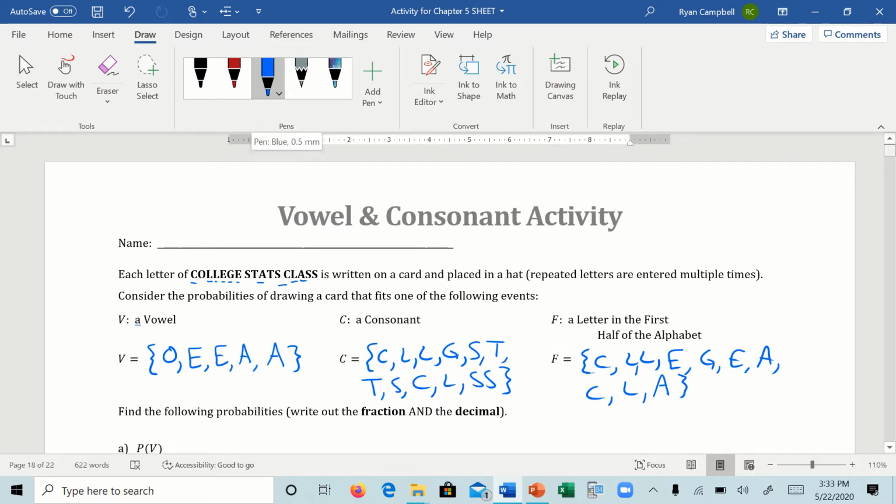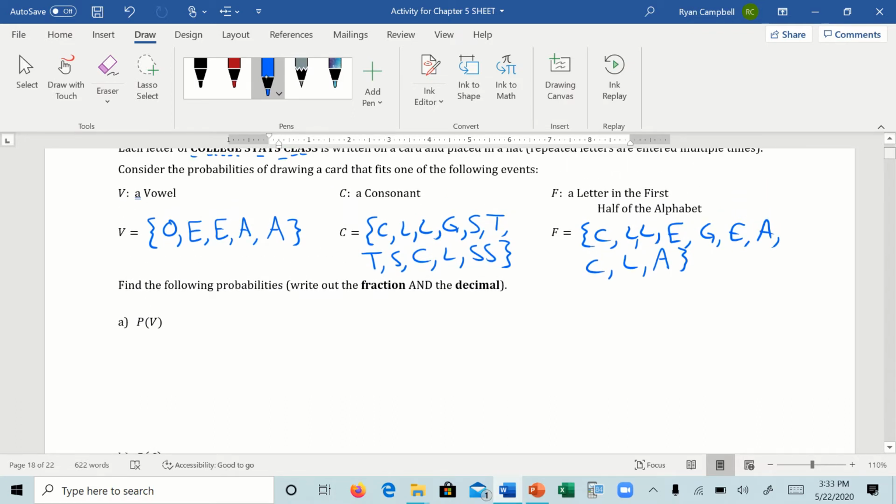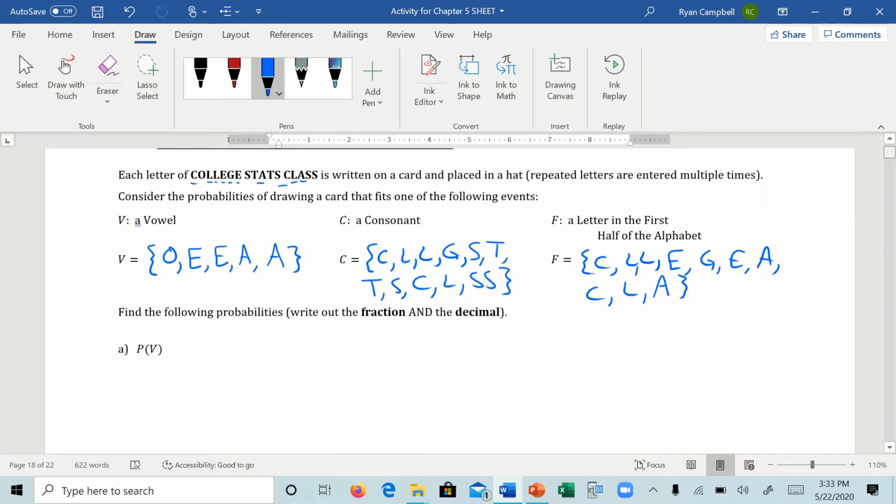All right. So, what is the probability of getting a vowel? So let's write it out in fraction and decimal form. Well, how many vowels are there? There's 1, 2, 3, 4, 5. So that's going to be 5 over the total. How many total letters are there? We see it's 1, 2, 3, 4, 5, 6, 7, 8, 9, 10, 11, 12, 13, 14, 15, 16, 17. So 5 out of 17. When you put that into a calculator, if we round to 3 decimals, it's going to be about 0.294.